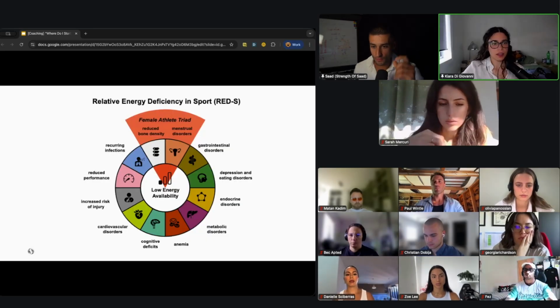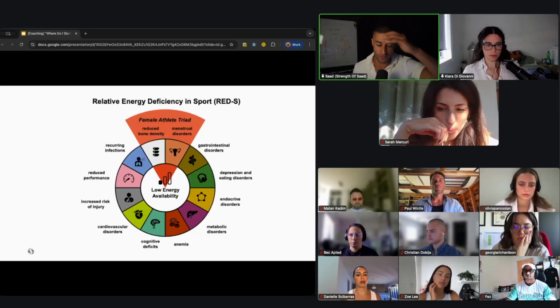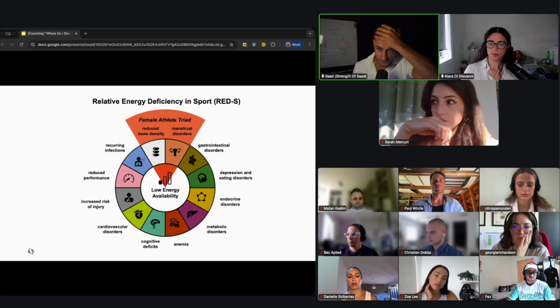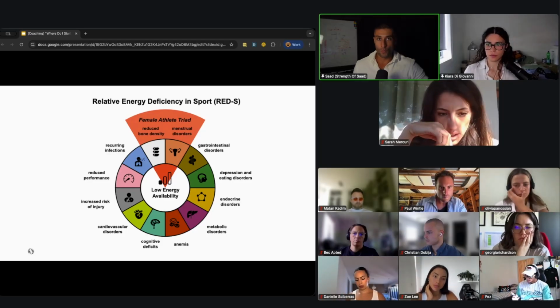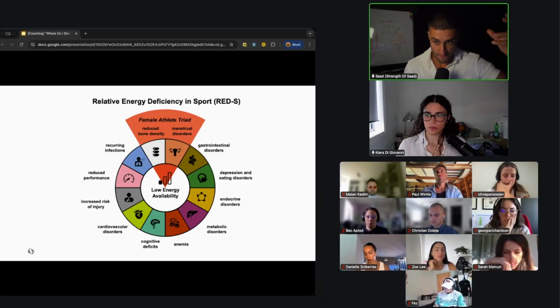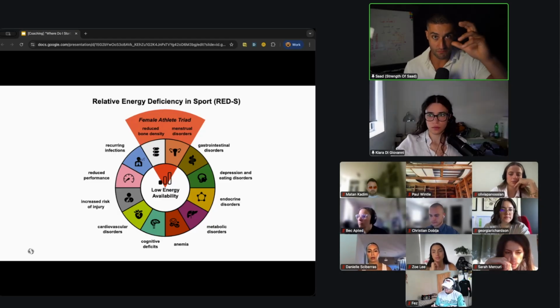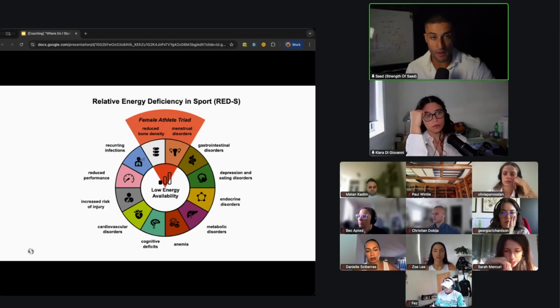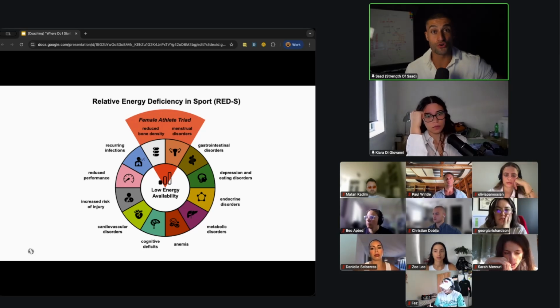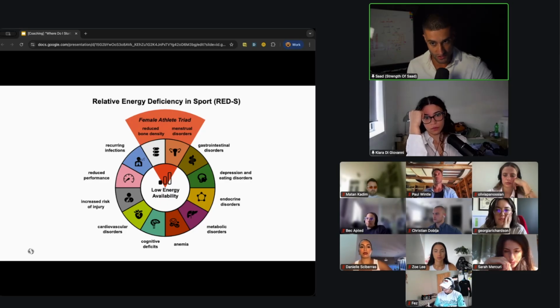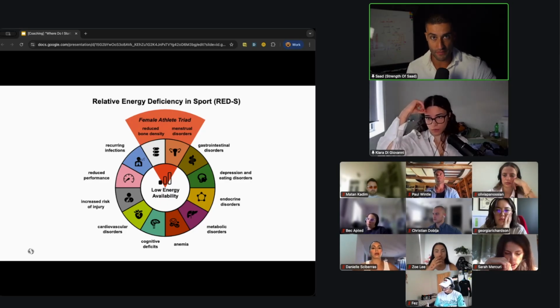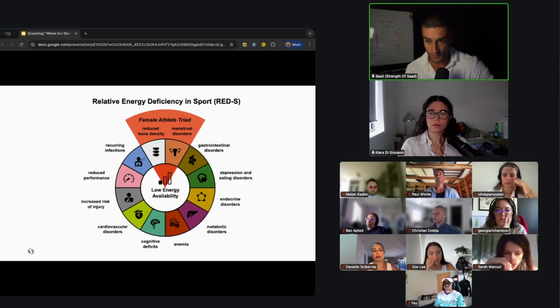I'll just provide some context. You guys will be familiar with this. When your clients, athletes, particularly females, are not intaking enough energy, they're basically in a deficit. It undermines the performance and health of every single body system. And as a result of this observation, we've created a condition called the female athlete triad. I think, Olivia, you'll be quite familiar with this.